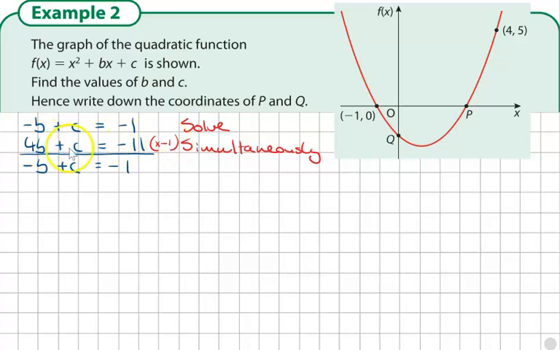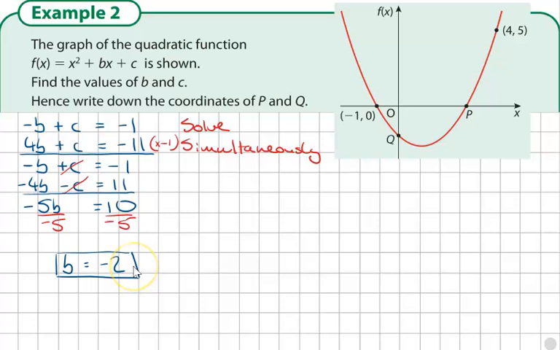Now I'm multiplying the second line by minus 1. So 4b times minus 1 is minus 4b. C times minus 1 is minus c. And minus 11 by minus 1 is positive 11. My c's will cancel. So minus 1b minus 4b is minus 5b. And minus 1 plus 11 is 10. Then dividing both sides by minus 5, I get b is equal to minus 2.